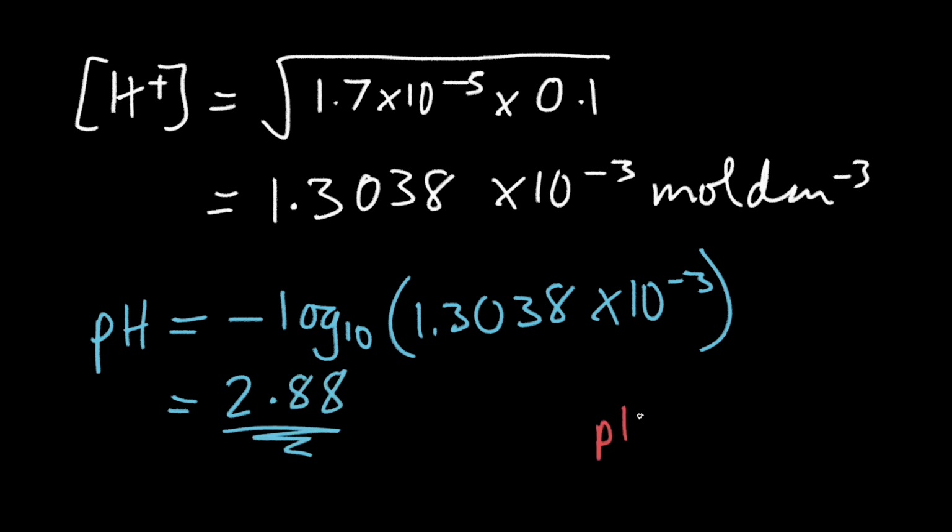And if we compare this with the pH of 1 that we had for the hydrochloric acid, you can see that the hydrochloric acid at the same concentration will be more acidic than the ethanoic acid, which is what we'd expect given that the hydrochloric acid is a stronger acid.